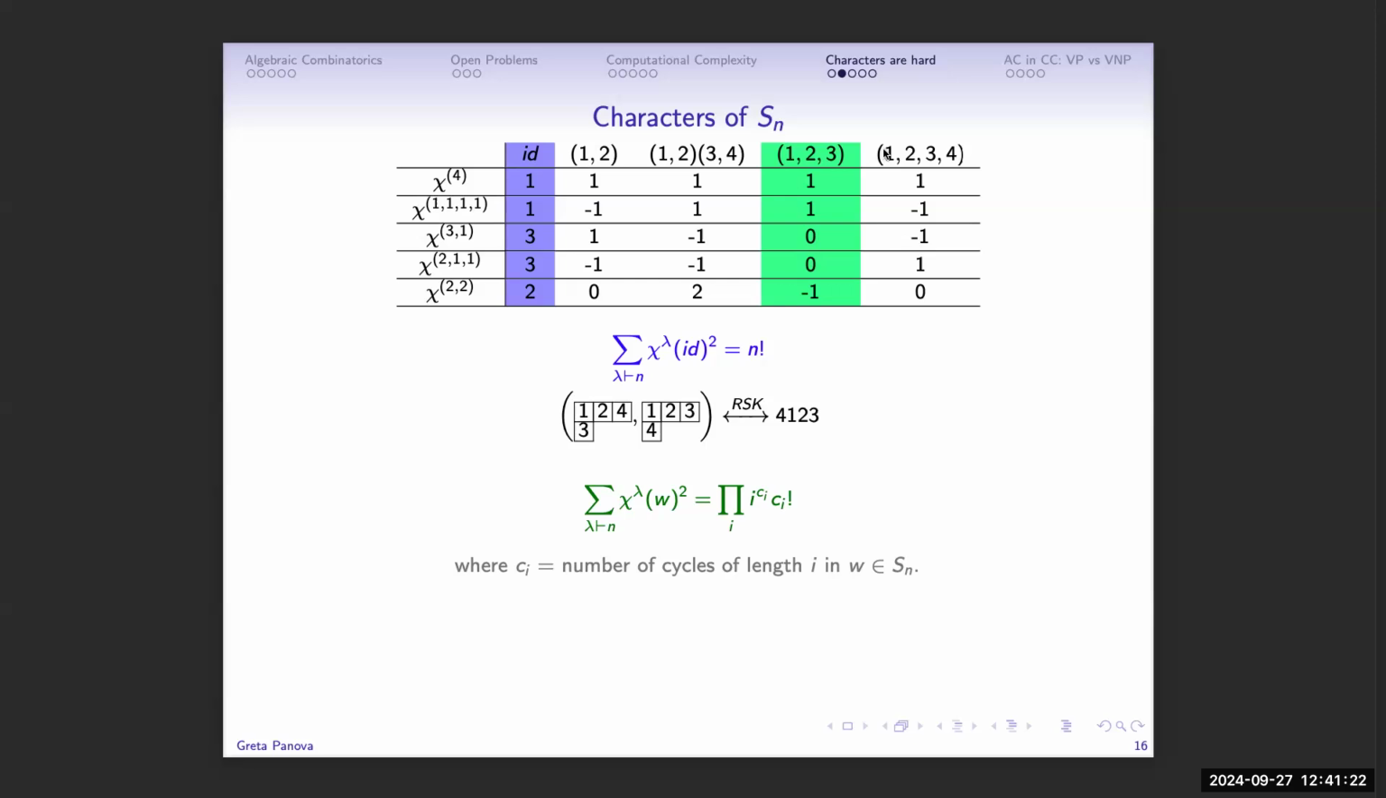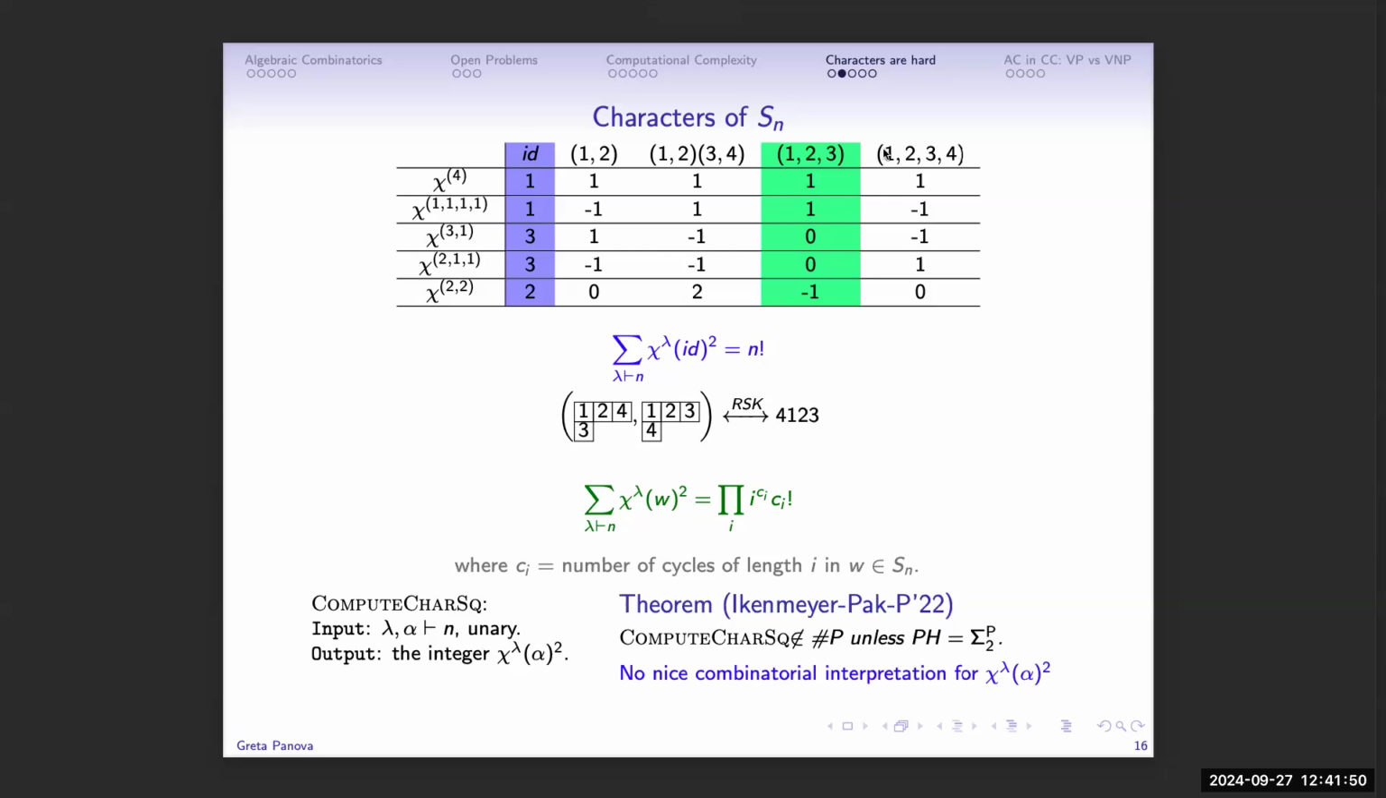Do these things mean something? So the character square, these are gonna be integers, square integers, in fact. So are they actually counting something? Does this have any combinatorial meaning? Or you can phrase this in terms of computational complexity. If you have character square, what is this counting?